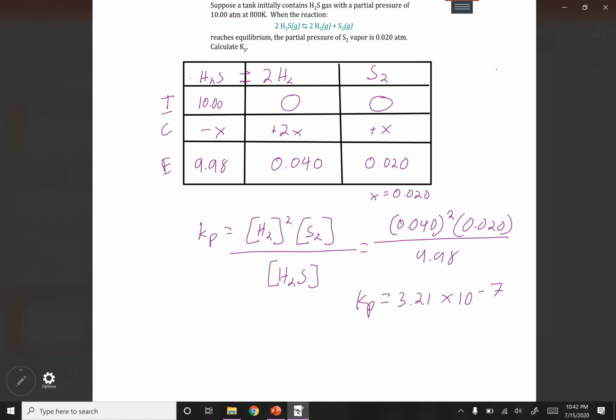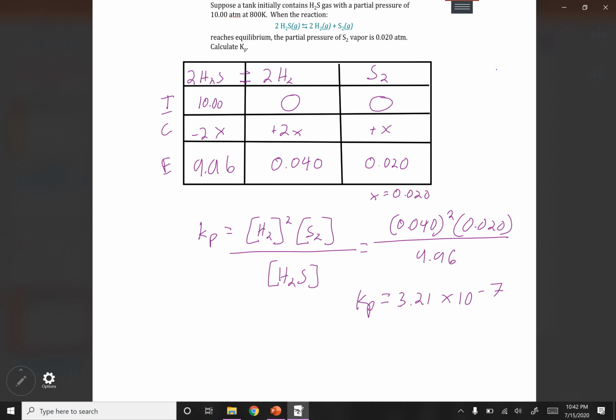Sorry, I forgot our coefficient again. So I made a small mistake here. That should be 2H2S, which means this should be minus 2x, which means this should actually be 10 minus 2x, which is 0.04, which just means this is 9.96, which means this number is 9.96.